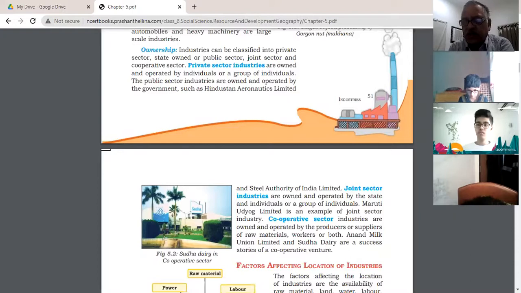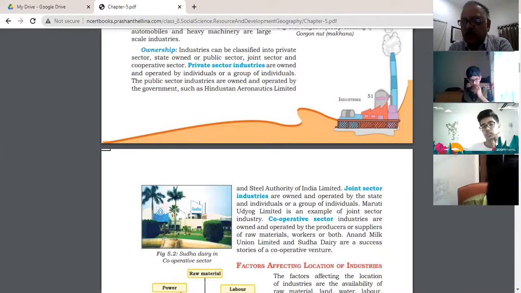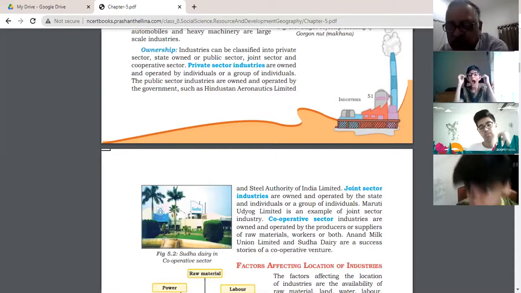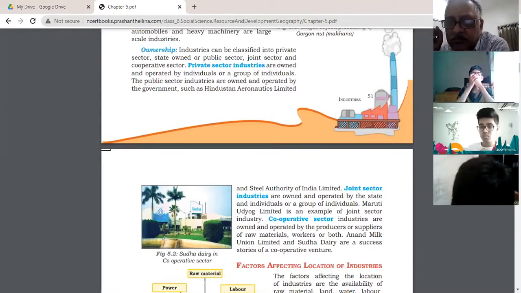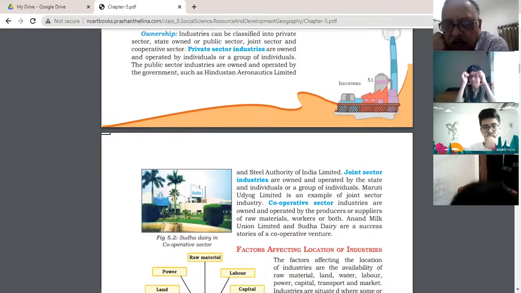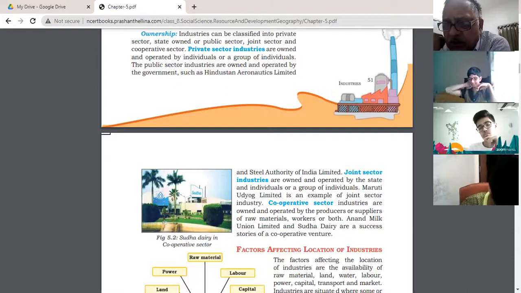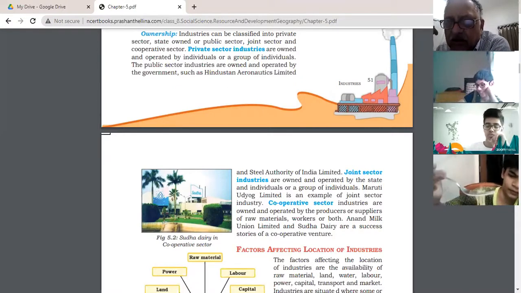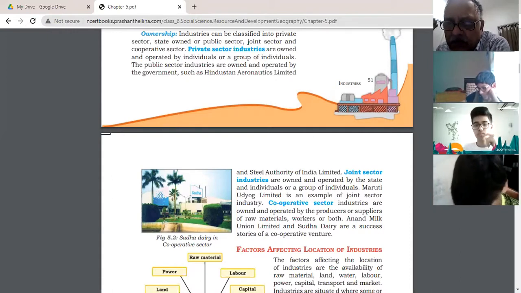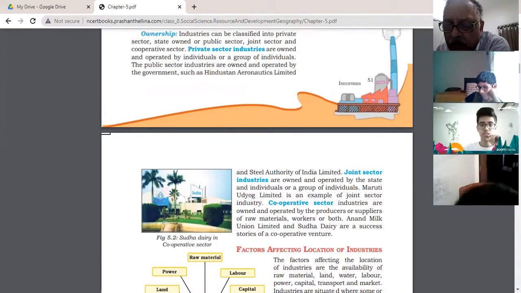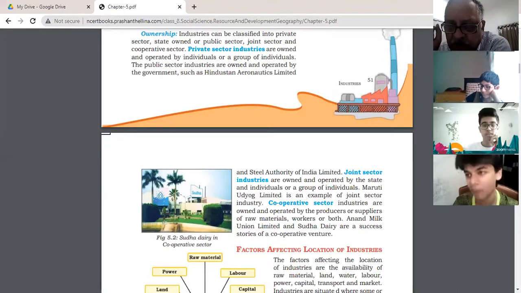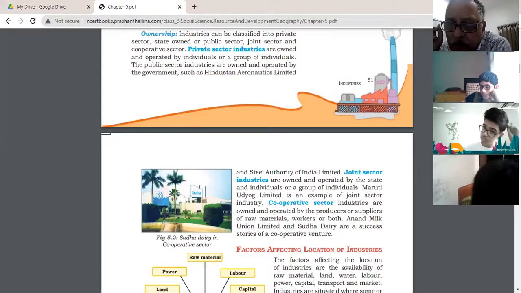So this is known as joint sector industry. Cooperative sector is owned and operated by the producers and suppliers of raw materials, that is milk industry like Amul, in which the producers, those who have established that industry, plus the suppliers, those who are supplying the milk to Amul Butter or Anand Milk Union Limited or Sudha Dairy. Those who are producing the milk, those who have the cows and sheep and goats and buffaloes, they are providing the milk to the Anand Milk Union or Amul Dairy. And the producers who have spent their money to establish this industry, they together are running this industry. That's why it is known as cooperatives. And a cooperation is there between the supplier and the producer.